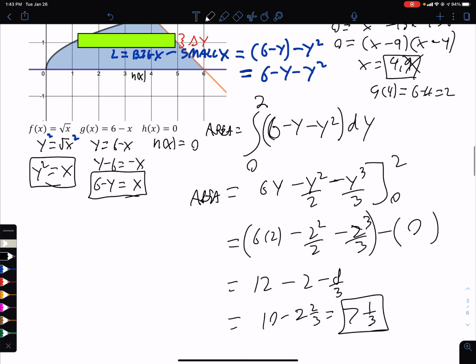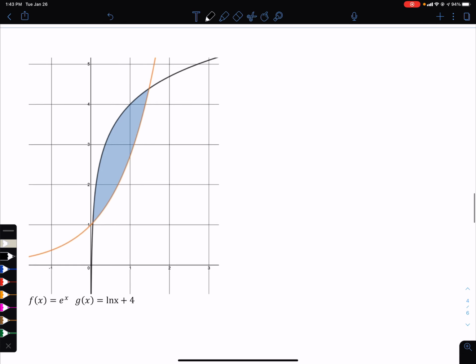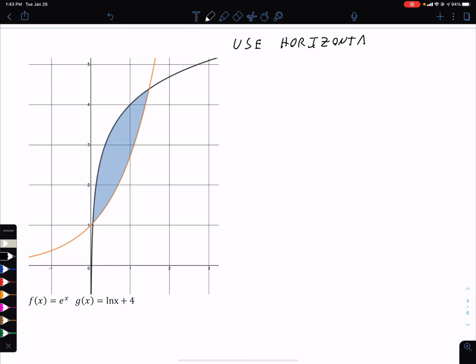All right. Now, you can try this one on your own. Use horizontal rectangles to find the area of the blue shaded region. Okay, you can go ahead and pause and try this on your own. This is a calculator question, by the way. Let's see how you do.